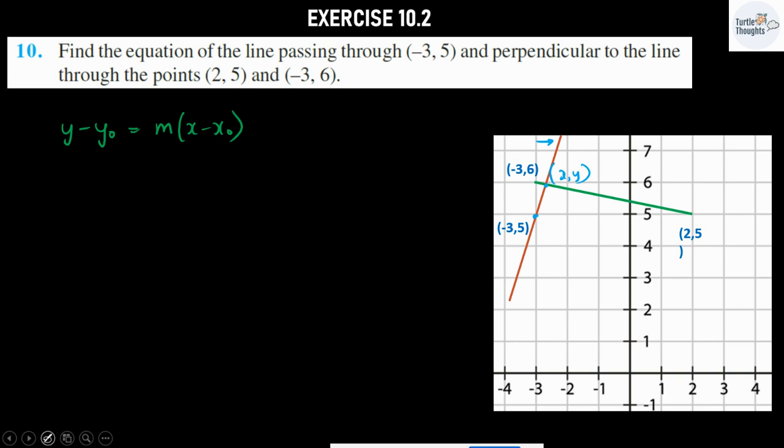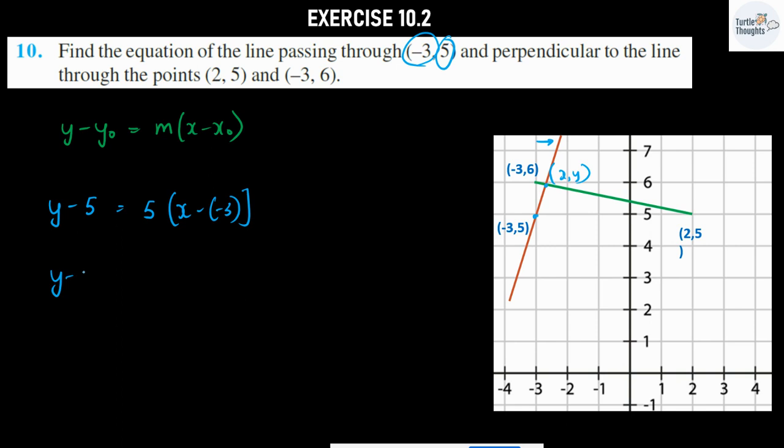So let me take the same point over here. So y minus y naught I can take as this 5, right, will be equal to m I have got as 5 for the red line, multiplied by x minus x naught. X naught I can take as minus 3, right? X naught is minus 3, so minus of minus 3.